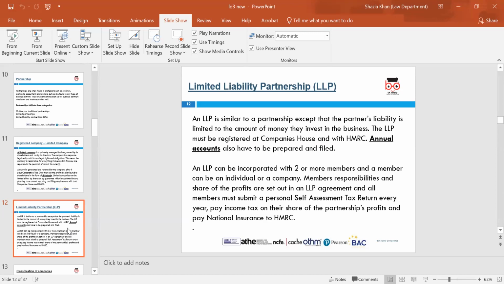Members' responsibilities and share of the profits are set out in the LLP agreement, and all members must submit a personal self-assessment tax return every year, pay income tax on their share of the partnership profits, and pay national insurance contributions to HMRC. Do you think it's good to have a limited liability partnership?